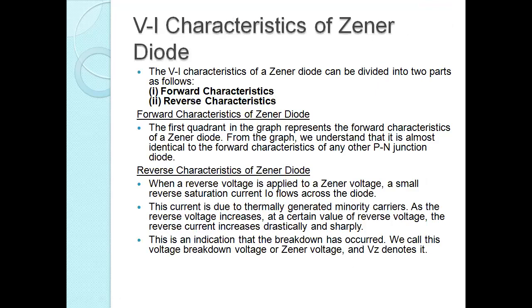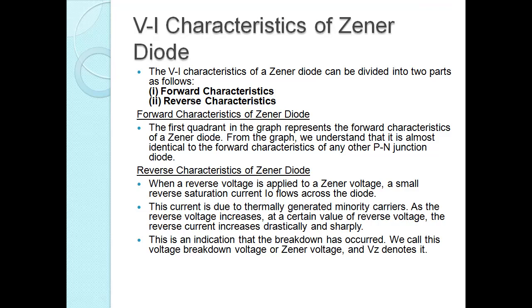Coming to the VI characteristics of the Zener diode, they can be divided into two parts: one is forward characteristics and another is reverse characteristics. The first quadrant of the graph represents the forward characteristics of the Zener diode, which is similar to a PN junction diode. As you give forward potential, up to a certain potential called the knee potential, there is no current in the circuit. After that, as the input potential is increased, the output also increases continuously, similar to a PN junction diode.